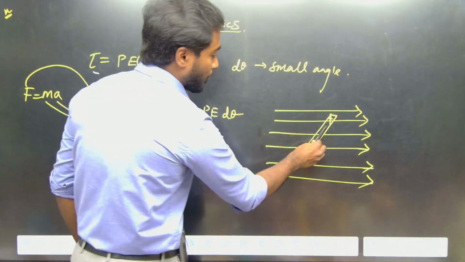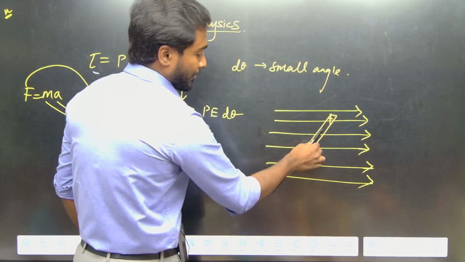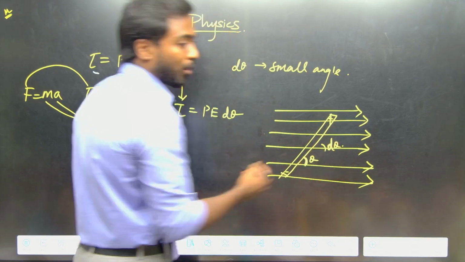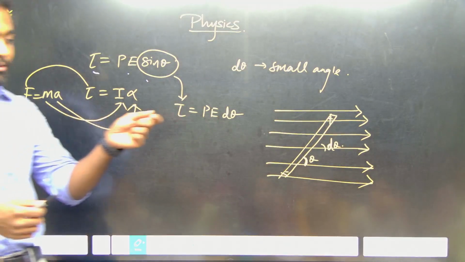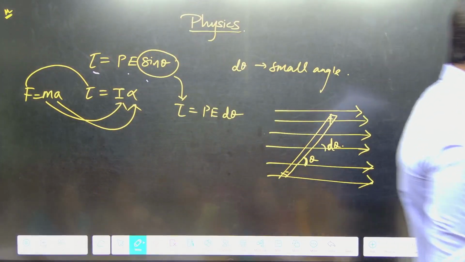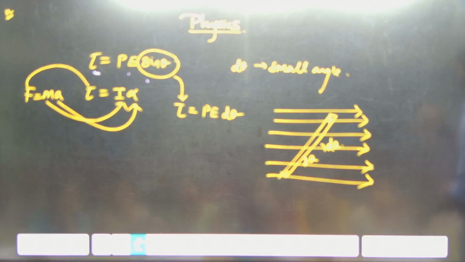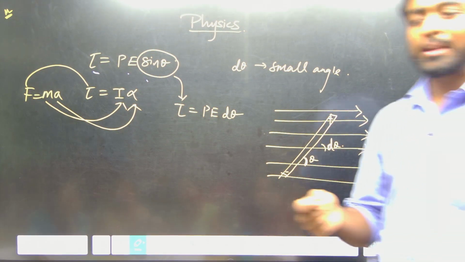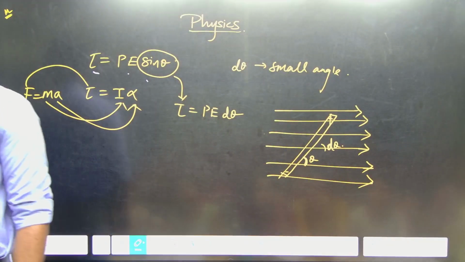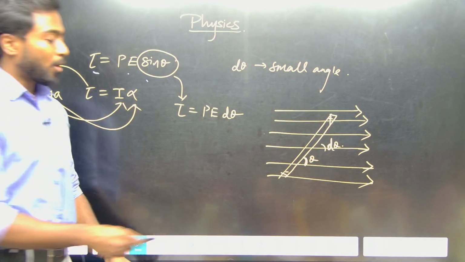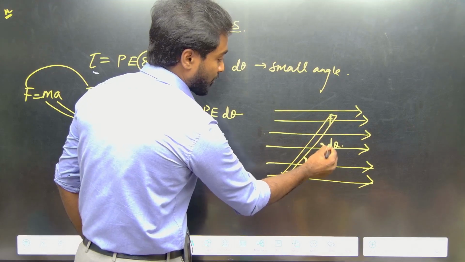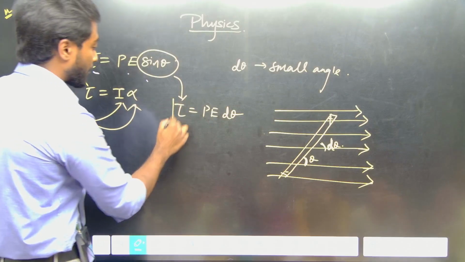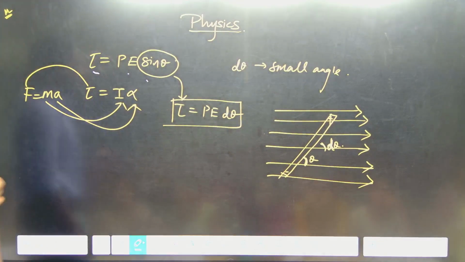If I try to move either to the right side or left side, it makes a small angle d theta. Then it will return back to the original position. What is the meaning of oscillation? To and fro motion. So when I rotate it by d theta, it will oscillate. So I have taken the formula here, tau is equal to PE d theta.